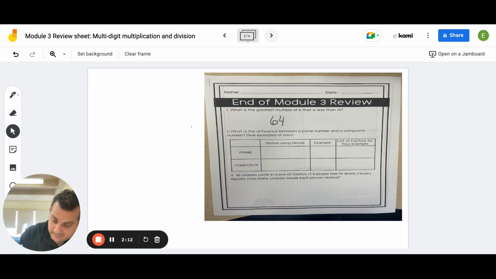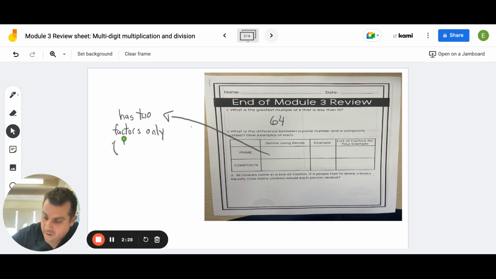But a prime number, those are the only 2 factors that it has. I'll write it in word form: has 2 factors only, and it's 1 and itself. Okay, and that is it. An example of a prime number would be 17. The number 17 only has 2 factors, 1 and 17. You cannot multiply any other 2 whole numbers together to get 17. So that's a prime number.